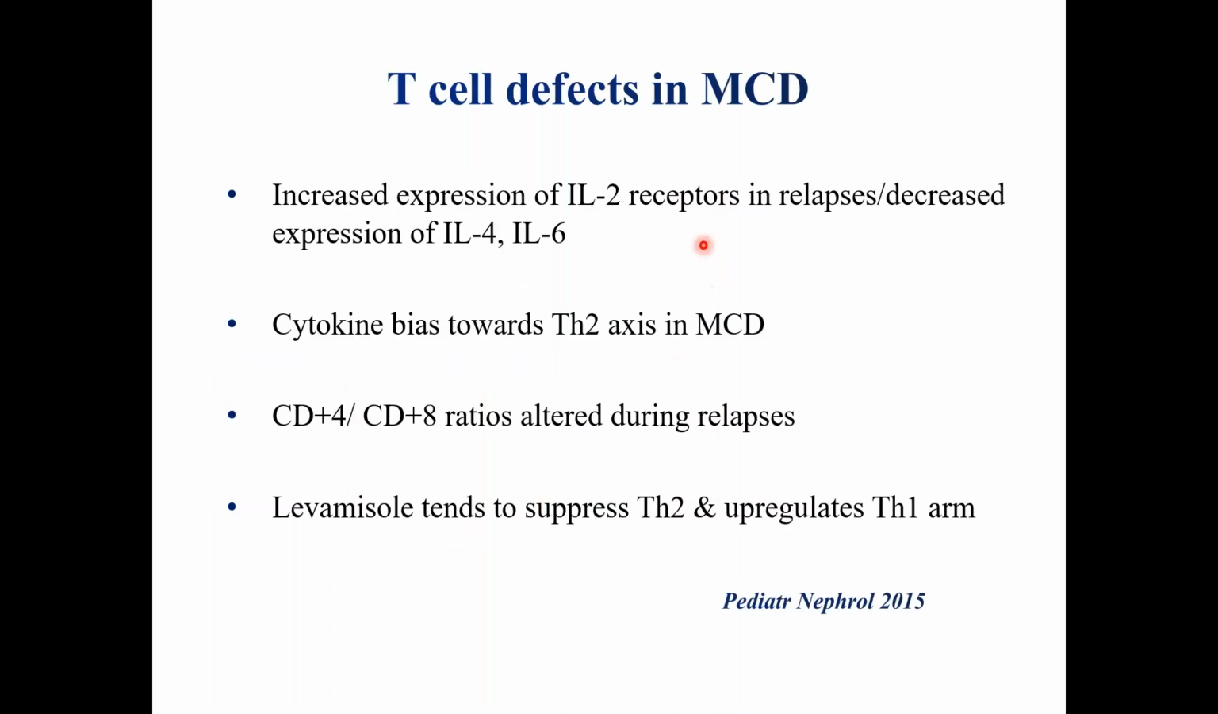So let's first understand the T cell defects that are usually implicated in patients of minimal change disease. Now, it has been seen in relapses that there is an increased bias of cytokines towards the Th2 arm, or the Th2 axis is activated during the episodes of relapses, especially those triggered by URIs and other infections. And there is an increased expression of IL-2 receptors and IL-2 related cytokines. These cytokines probably cause an increased glomerular permeability and result in proteinuria.